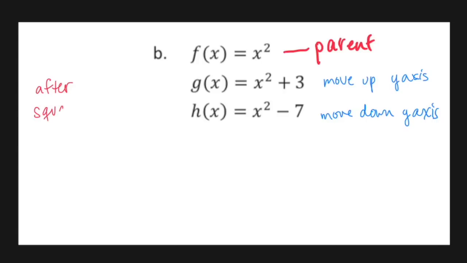And so we used to say inside the parentheses and outside the parentheses, and now I'm going to use something different. I'm going to say before we squared or after we squared. And so basically, if the addition or subtraction happens after we square the x, then that change is going to be vertical, meaning it's going to move either up or down. Now, let's bring this all back together.